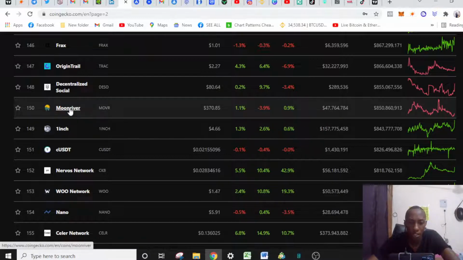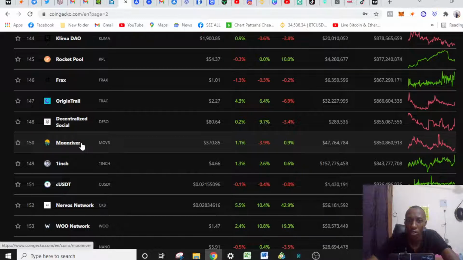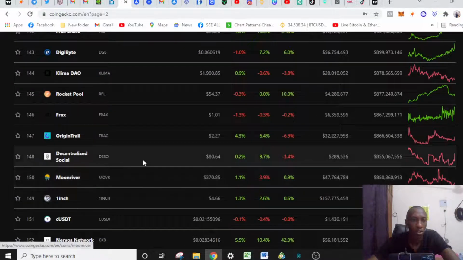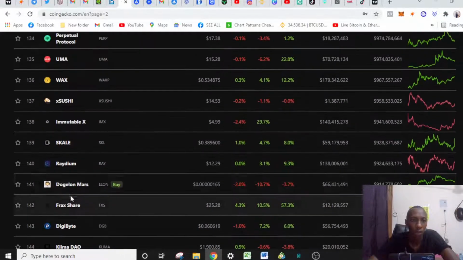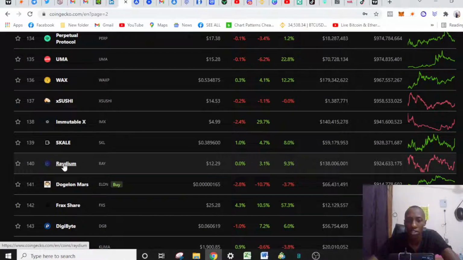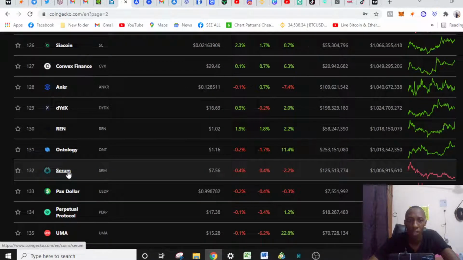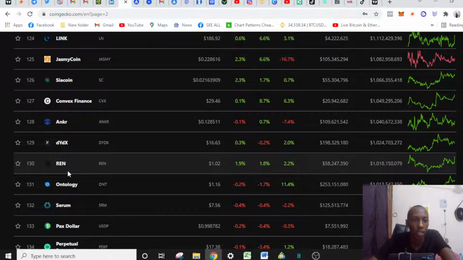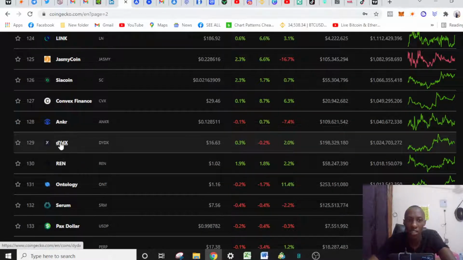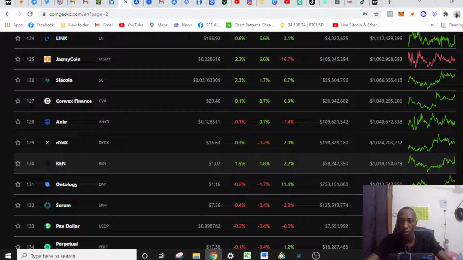Moonriver is a very nice fundamental coin built on Ethereum, a scaling solution for Ethereum. Very nice coin. Okay, Raydium is an exchange on Solana. Very nice coin. Serum is also a very nice coin on Solana, a DEX as well. DYDX, that decentralized exchange, very nice coin. And you can see these are not small coins because their market cap is $1 billion. So these are not small coins. These are really coins that have pumped.